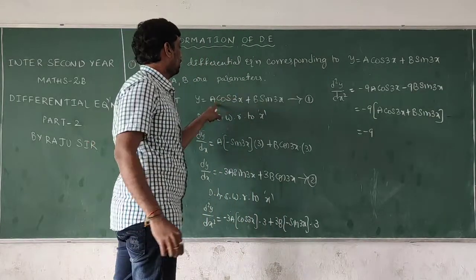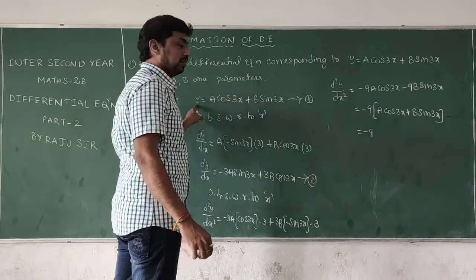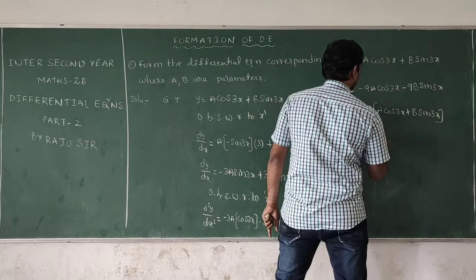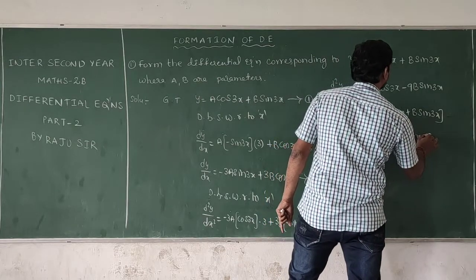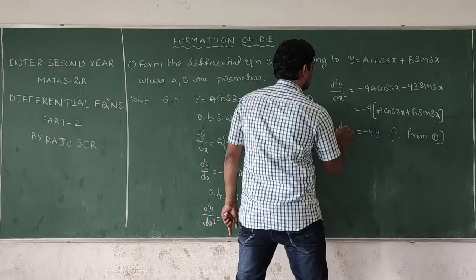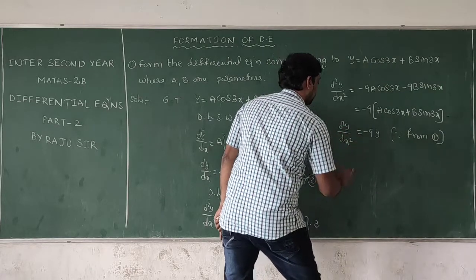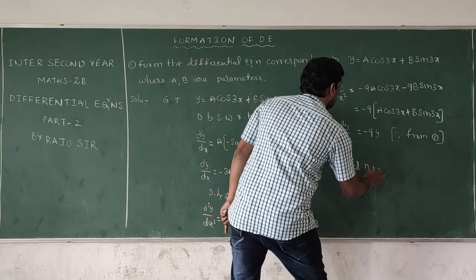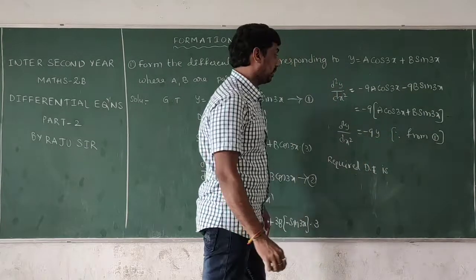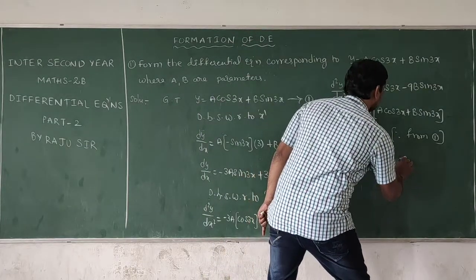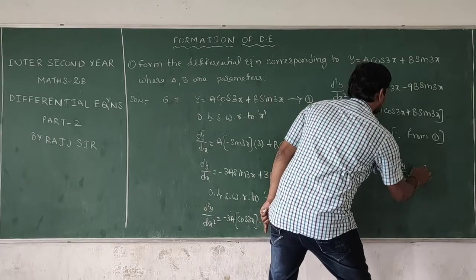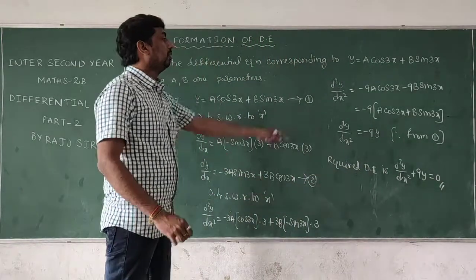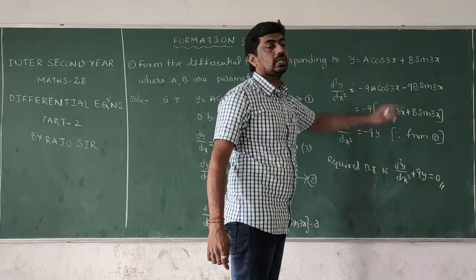from the first equation, a cos 3x plus b sin 3x equal to y. So the value of a cos 3x plus b sin 3x is replaced by y, since from 1. So d square y by dx square equals minus 9y. The required differential equation: taking minus 9y to the opposite side, plus 9y. d square y by dx square plus 9y equal to 0. This is the required DE for the given equation y equal to a cos 3x plus b sin 3x.